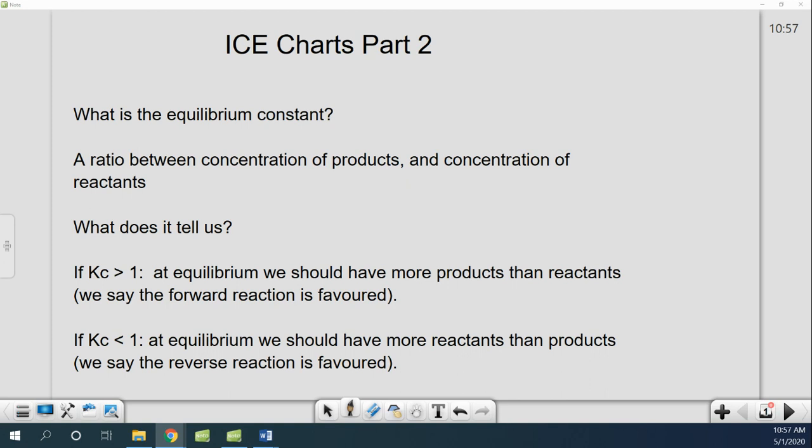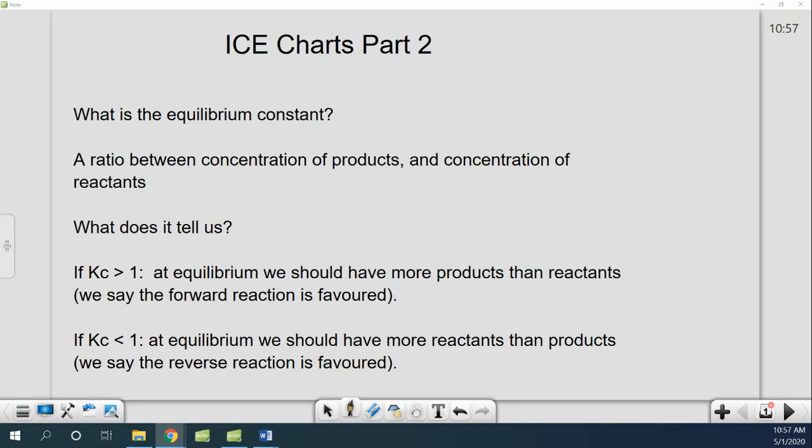Hey guys, so we're back for part 2 of ICE charts in chemistry here. So we looked at some basic ICE charts last time, the easy kind of ones to solve where hopefully we can square root some stuff to cancel out, kind of make the math a little bit easier. We're going to look at a trickier one today. But let's start it with a little bit of theory.